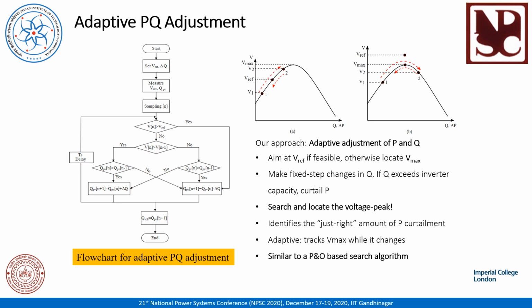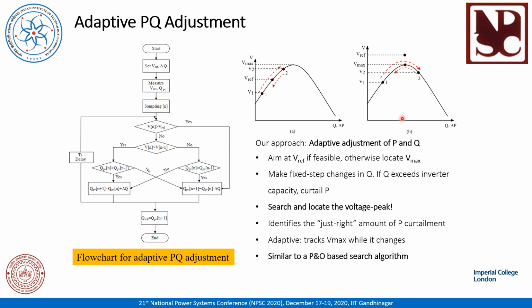A search algorithm similar to perturb and observe is developed to adaptively adjust the P by Q ratio under different loading conditions. The search algorithm adjusts the value of the P and Q of the PV inverter in such a way that the node voltage is regulated to Vref. And whenever Vref is not possible to achieve due to heavy loading condition, the P and Q are adjusted to achieve the Vmax, as shown in figure A and figure B. In figure A, the voltage is regulated to Vref, and in figure B, as Vref is higher than Vmax, the voltage is regulated to the Vmax point.